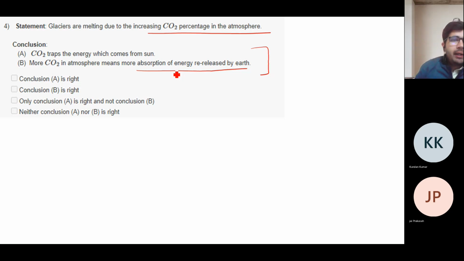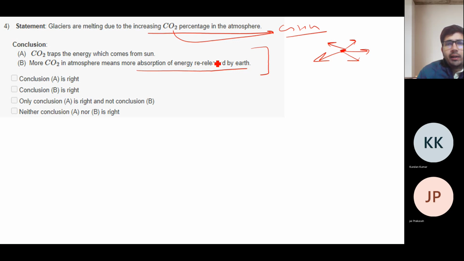So the question is, glaciers are melting due to increasing CO2 percentage in the atmosphere. As we discussed in our previous slides, CO2 is a greenhouse gas, so CO2 will trap the heat and reflect back the heat in every direction. So yes, it's a reason glaciers are melting, because an increasing CO2 percentage means greenhouse gases are increasing, and that is the reason for global warming. So that is the reason for glaciers melting.